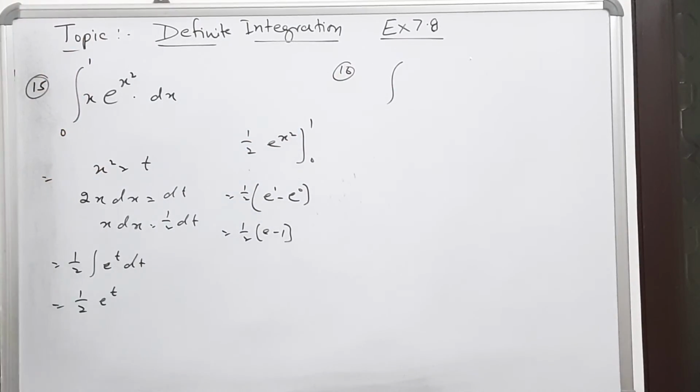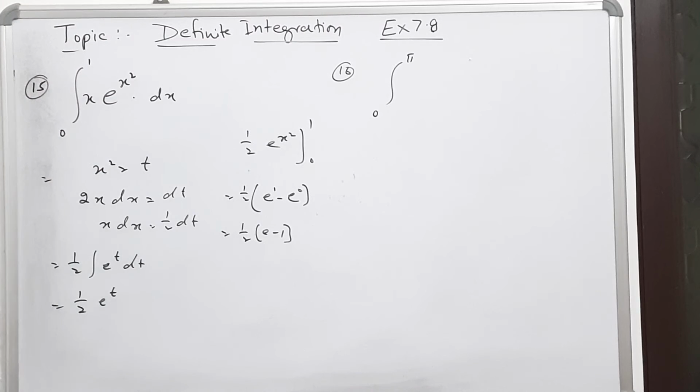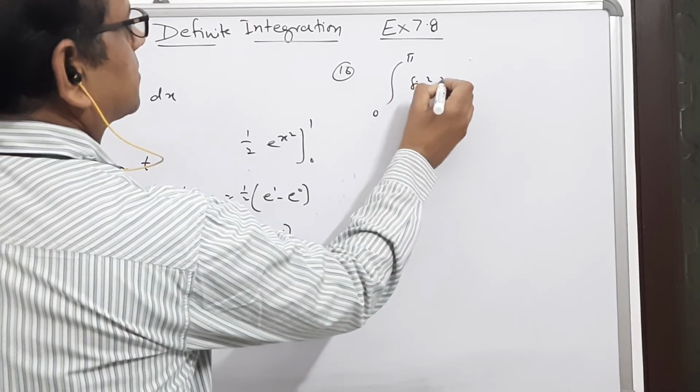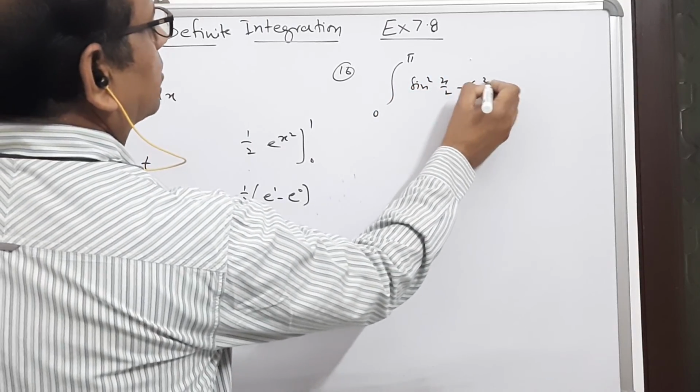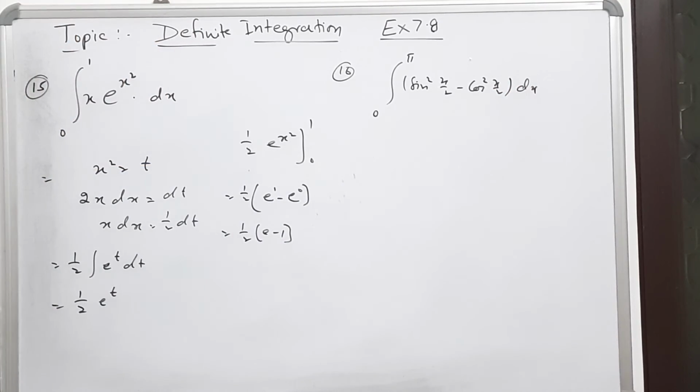Please see this here. It is 0 to pi, sine square x by 2 minus cos square x by 2, dx. Please see this problem now.